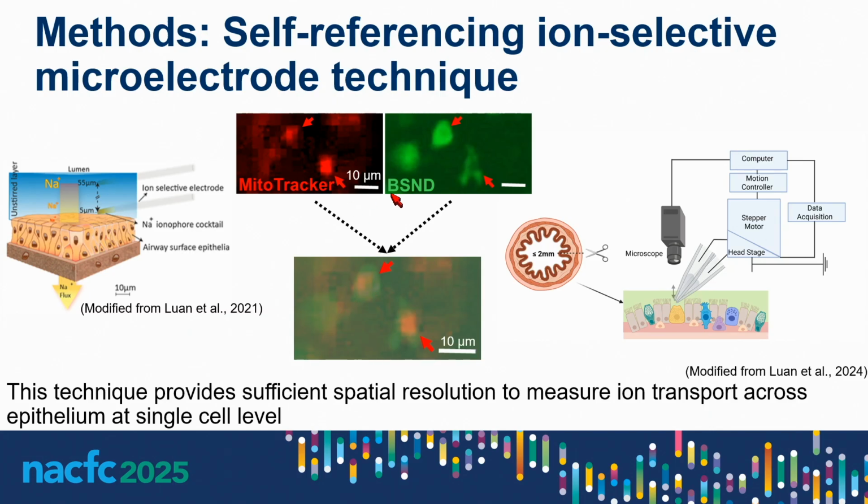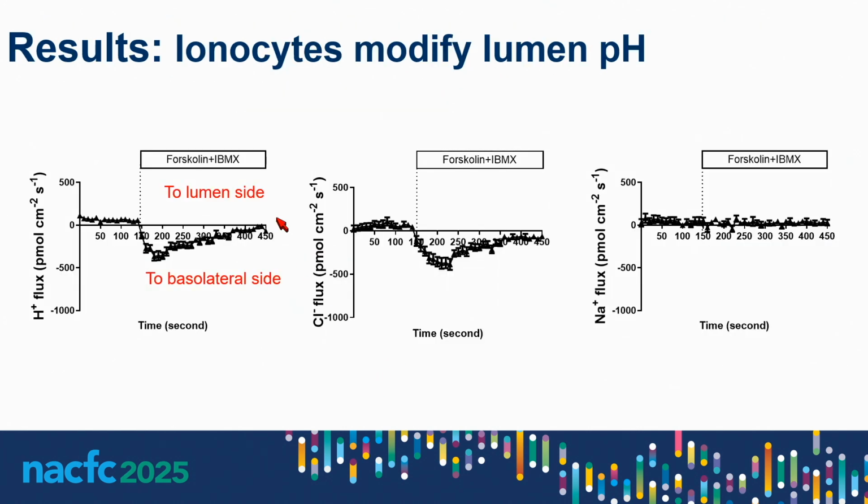So MitoTracker highlights the mitochondria in the cytoplasm of the ionocyte, and the BSND antibody labels the basolateral membrane of the pulmonary ionocyte. So here's a result. We measured whether the pulmonary ionocyte affects pH or chloride or sodium movement across that pulmonary ionocyte. Here the y-axis is how fast the ion moves, and the x-axis is the time.